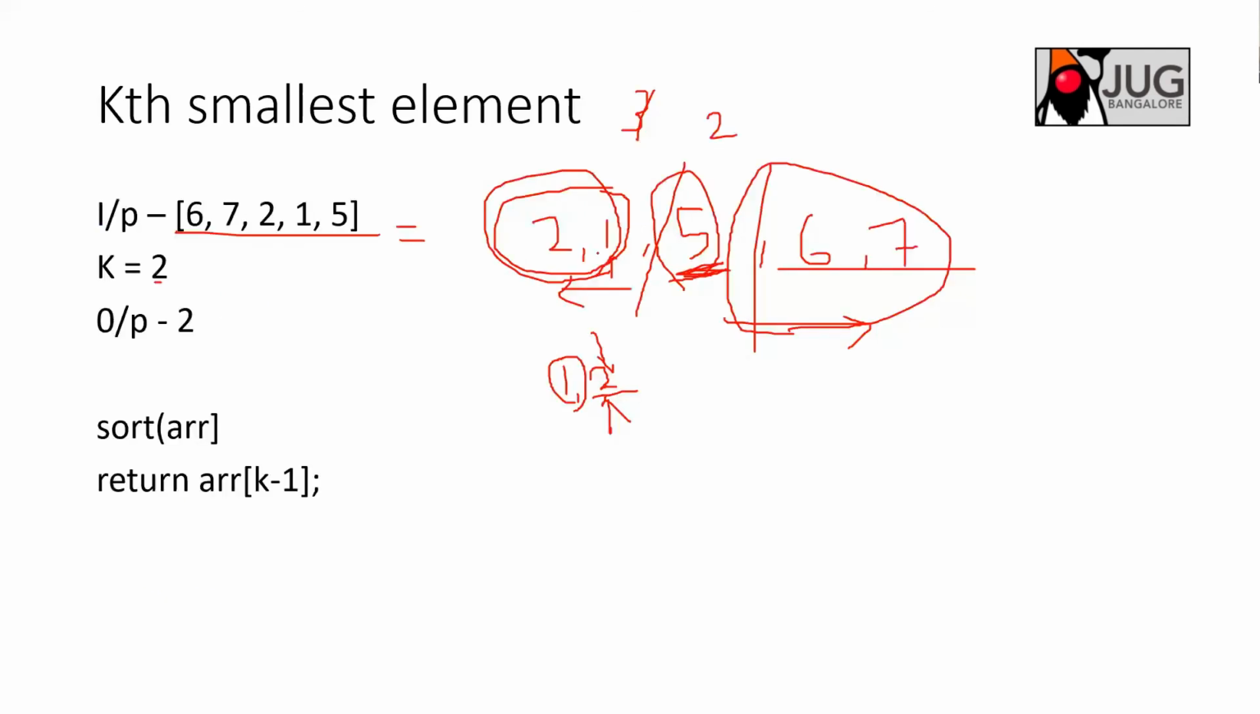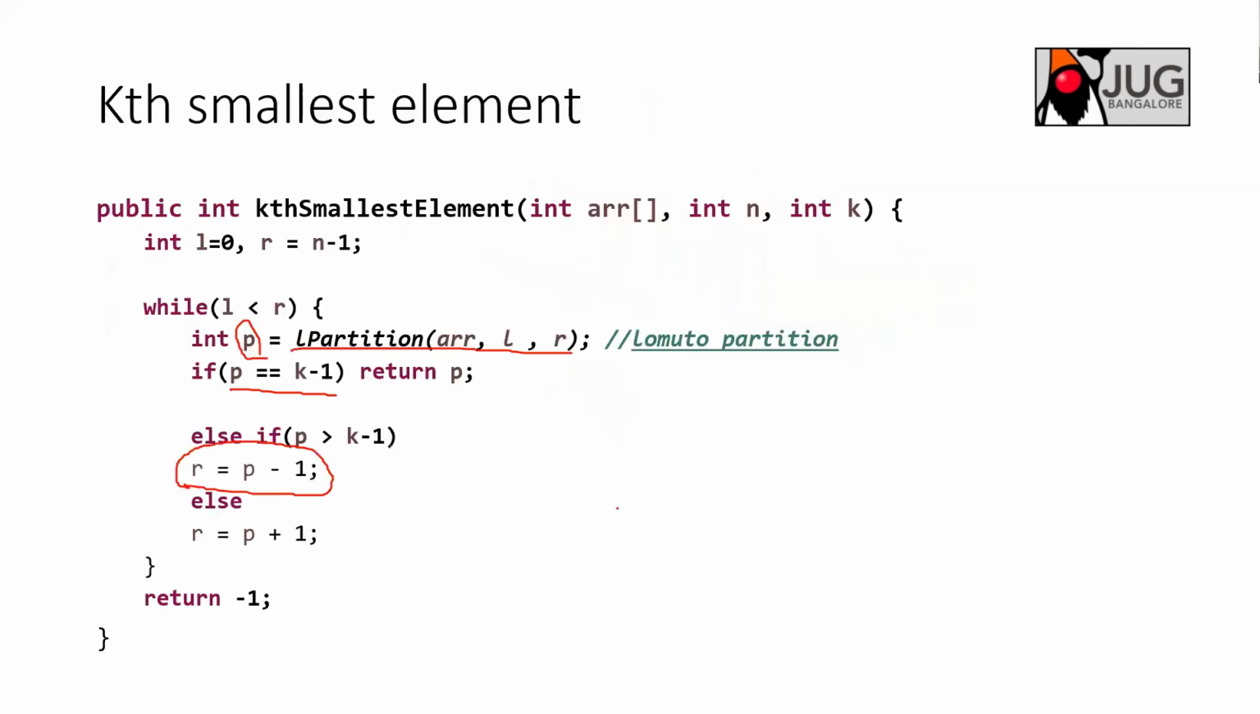Let's see, 1 is my pivot element, and the 1 got placed at the first position, right? And you again compare whether it is the second element. No, 1 came at the 0th position. It is not the first element. Means it is the first position, but not the element we are looking for. But we know that the element exists on the right side. So what you do, you change the R to the right element, pivot plus 1.